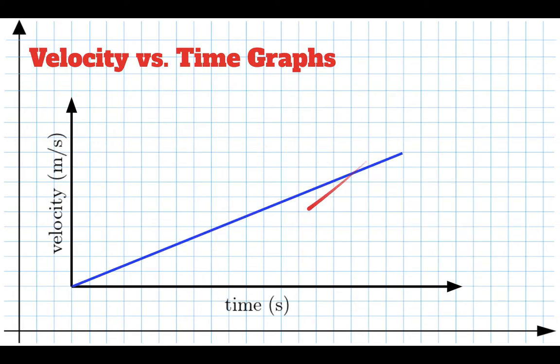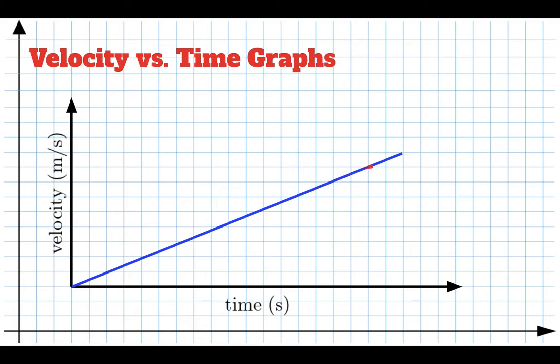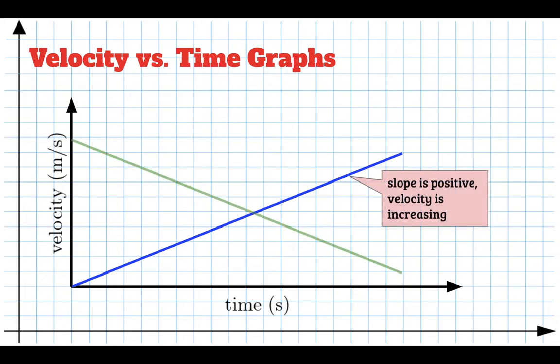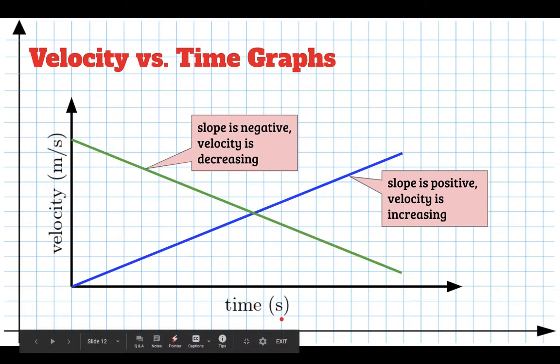If you had a case where the velocity was increasing, so maybe it's going from 1 to 2 to 3 to 4 to 5, the velocity is increasing, then the rate that it is increasing, the slope of the line, tells you the acceleration. So here the slope is positive. Here in the green line, the slope is negative, so the velocity is decreasing. So on a velocity versus time graph, the slope tells you the acceleration.